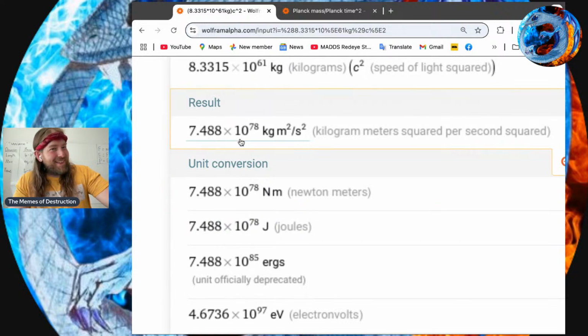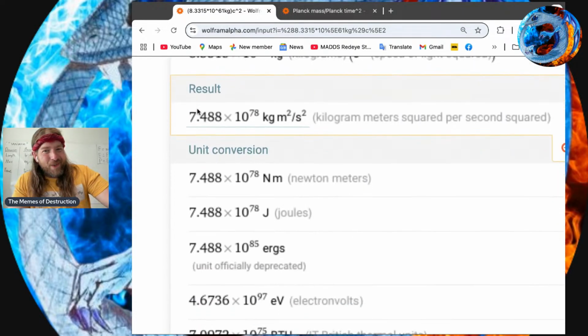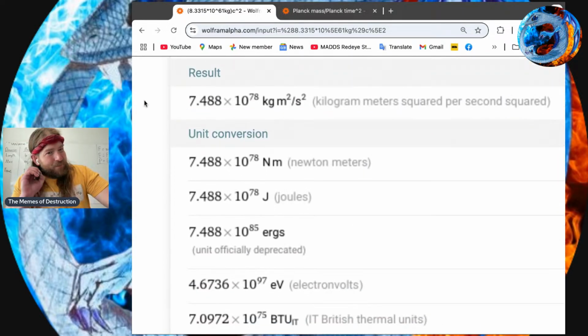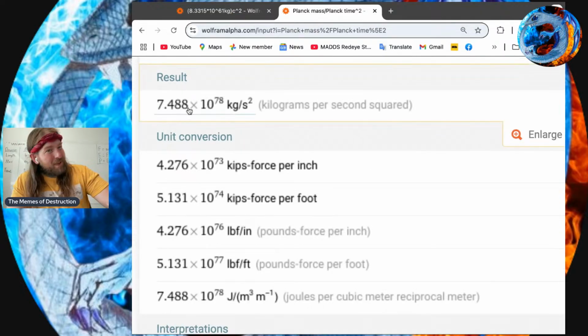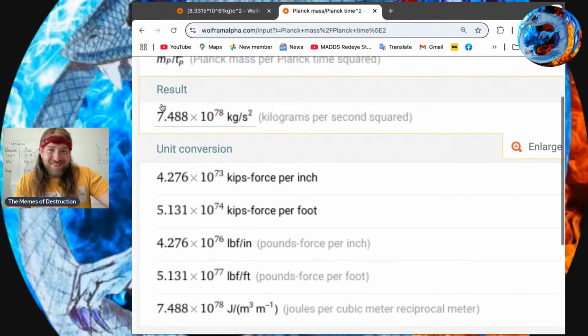7.488 times 10 to the 78. Now, the dimensions are not the same. We must note that. But wait, hold on. According to that calculation, the mass energy of the universe is of the same magnitude as the Planck spring constant. That's weird. What is the difference?